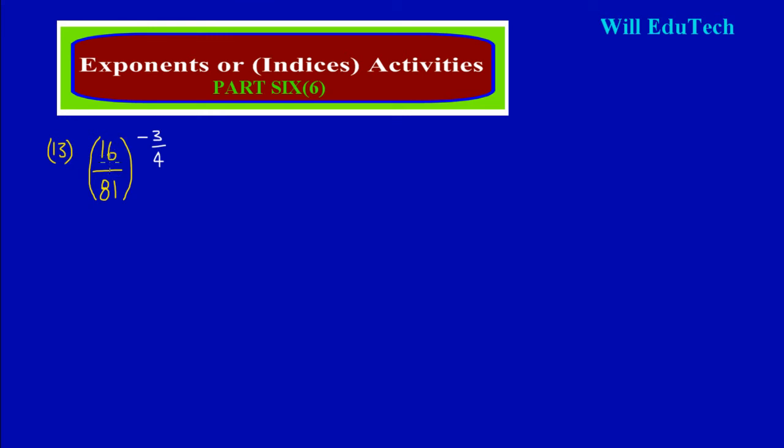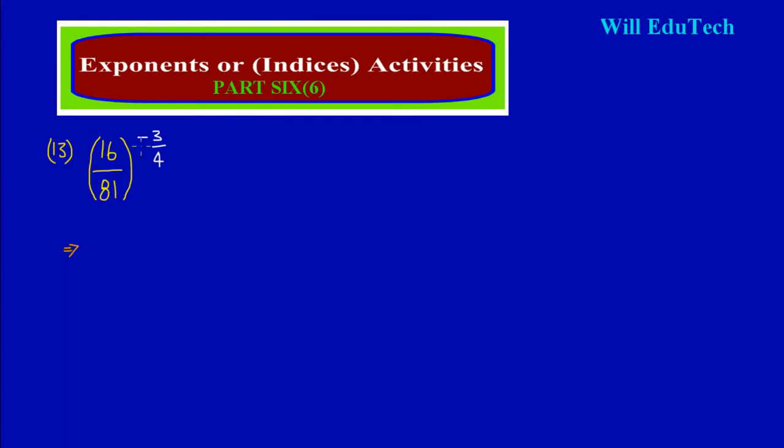And it states here, 16 upon 81, all raised to the negative 3 upon 4. Okay, so here we have a negative exponent. If you should recap, or if you should remember when we were looking at the properties of a negative exponent, we looked at the whole concept behind this. So if you're not sure, you could always revisit that video.